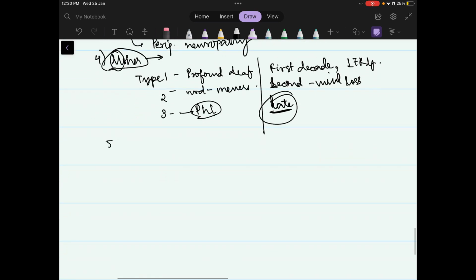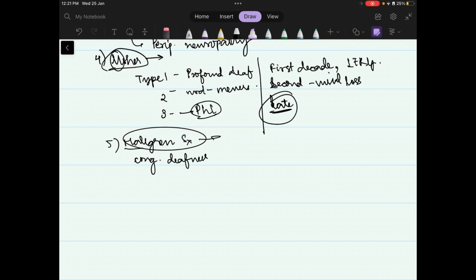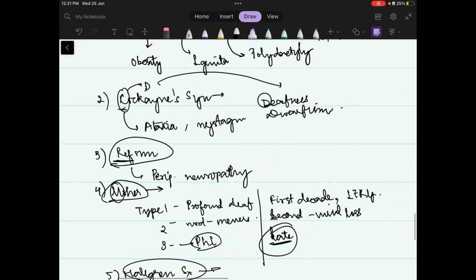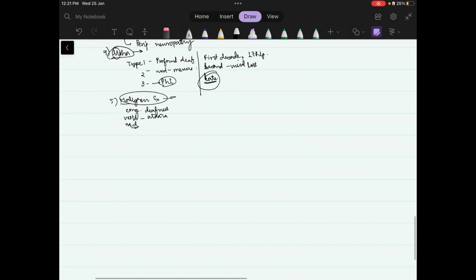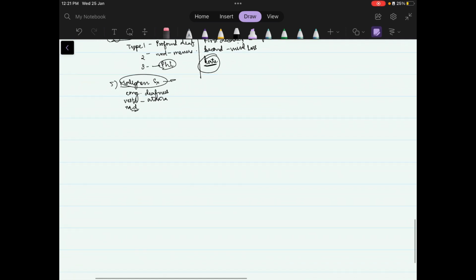So the last syndrome is Holmgren syndrome. If somebody shouts like "oh," suddenly you become deaf. So there can be congenital deafness, and again you might fall. So vestibulocerebellar ataxia will be present, and mental deficiency can also be seen. Mental deficiency is seen in most of these disorders, right? So these are all the syndromes associated with it.